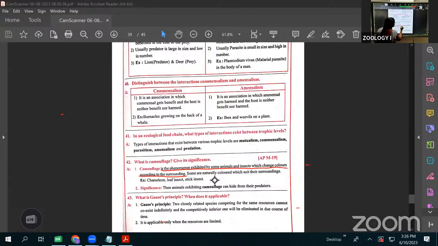The phenomenon exhibited by some animals and insects which change colors according to the surroundings is called camouflage. Some are naturally colored to suit the surroundings. The chameleon has this type of phenomenon, and the leaf insects and the stick insects also have it. They have the same color as their surroundings.